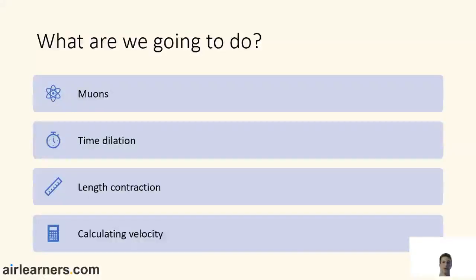Okay, what are we going to do? So first thing we're going to have a look at is muons, which are a subatomic particle. Then we'll take a look at time dilation and length contraction, and we'll do some work with calculating velocity.